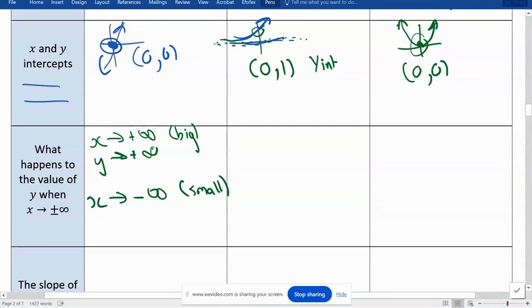Now let's have a look this way. So as x gets small, so this is going this way, right? So I hope you can see what the y values are doing. They seem to be becoming more negative too, right? I think the y values are going to get small as well, all right?